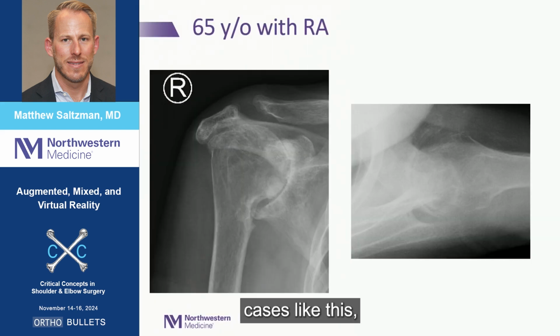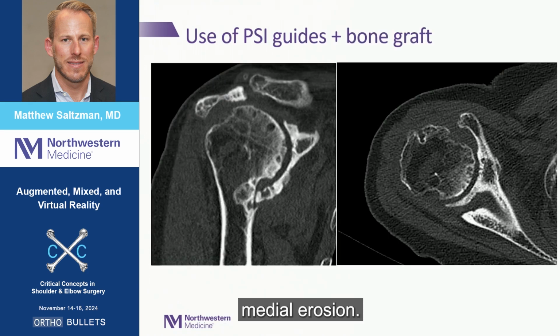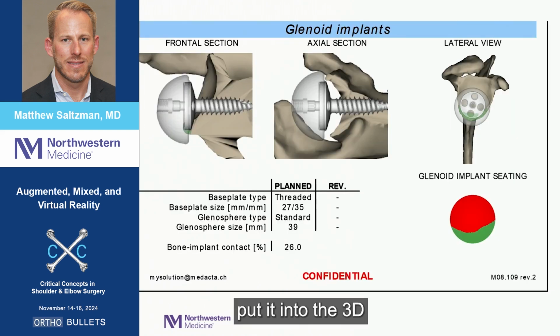And then there's cases like this, more challenging cases. So a lot of bone loss. We can see posterior medial erosion, and in this case, I actually put it into the 3D planning software, and we can see without a bone graft, we're going to have very little bone contact, only 26%. So we're going to go ahead and plan a bone graft for this case.